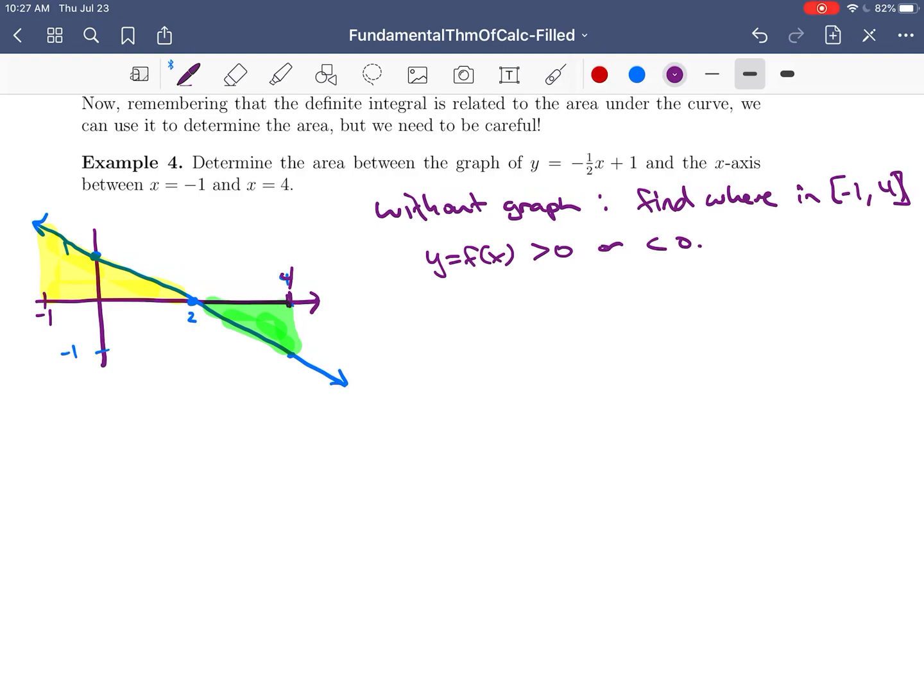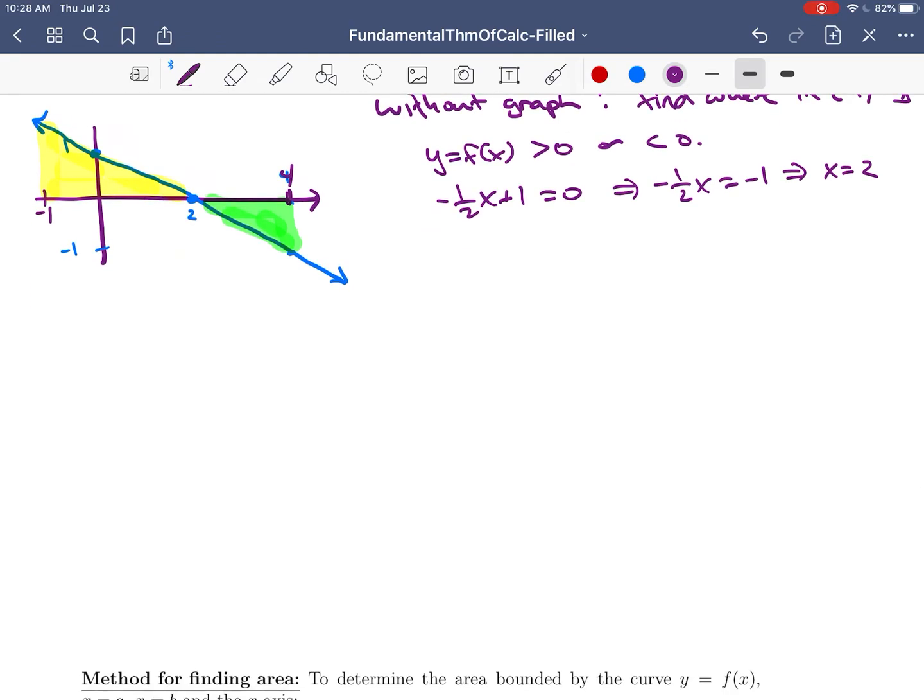Okay, so you'd solve where it's 0, so -1/2 x plus 1 equals 0. We'd solve this, so that's going to be when x is 2. And then you'd want to check on either side of 2. So this is in our interval, so we think it's going to split there, so you'd want to check a point that's less than 2 and bigger than 2, just like we do for increasing, decreasing, etc.